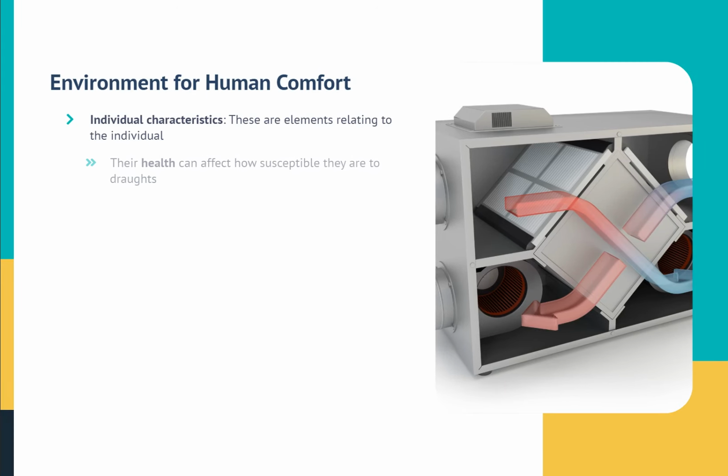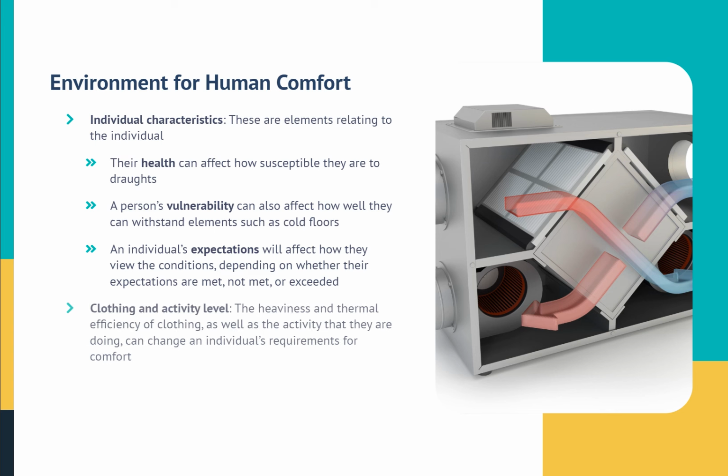Individual characteristics. These are elements relating to the individual. Their health can affect how susceptible they are to drafts. A person's vulnerability can also affect how well they can withstand elements such as cold floors. An individual's expectations will affect how they view the conditions, depending on whether their expectations are met, not met, or exceeded. Clothing and activity level. The heaviness and thermal efficiency of clothing, as well as the activity that they are doing, can change an individual's requirements for comfort.